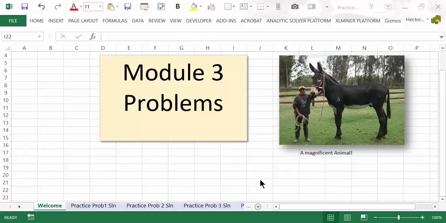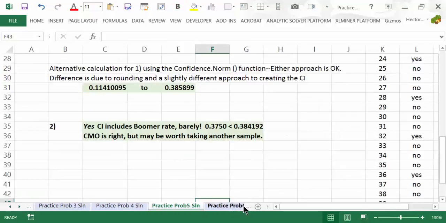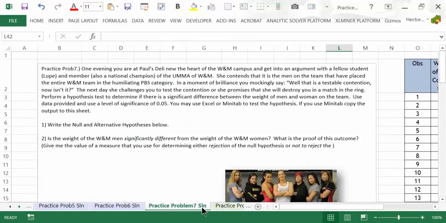Now we're going to do problem 7 in module 3. This problem is another hypothesis testing problem, a little bit more complicated because this is a two-sample hypothesis test where we compare two means to one another and make a decision whether there's a difference or not between these means.